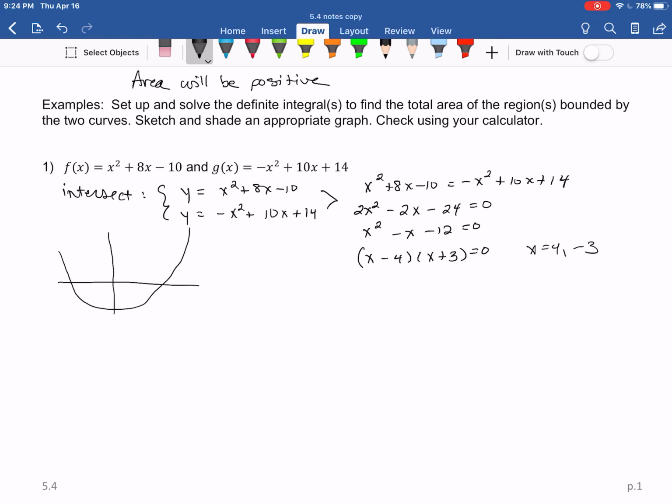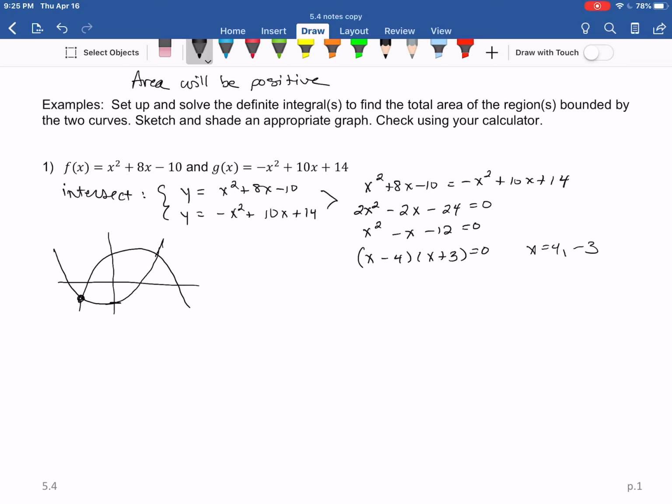Also consider what those y-intercepts look like. The function that opens up has a negative 10 for the y-intercept. So draw that appropriately. There's where it crosses at negative 10. And then function g, which is the function that opens down, crosses the y-axis at positive 14. So I don't know, that might be a reasonable graph. Now is a good time to check on your calculator just to see how well you guessed.